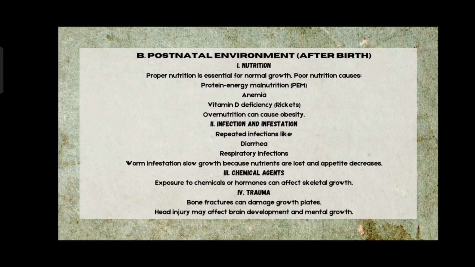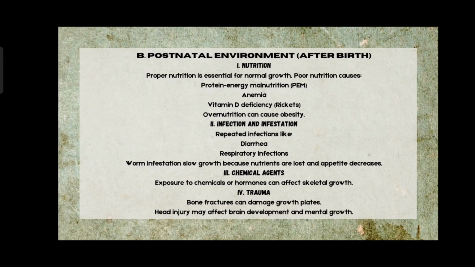The first one is nutrition. Proper nutrition is essential for normal growth. Poor nutrition causes protein energy malnutrition, anemia, and vitamin D deficiency, while overnutrition can cause obesity. The second one is infection and infestation. Repeated infections like diarrhea, respiratory infection and worm infestation will slow growth because nutrients are lost and appetite is reduced. Then chemical agents.